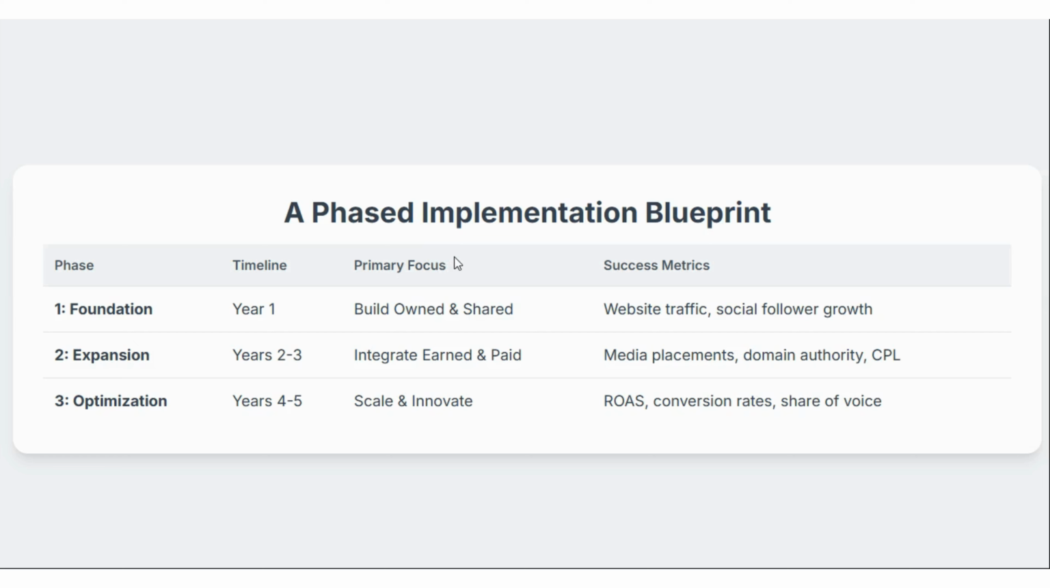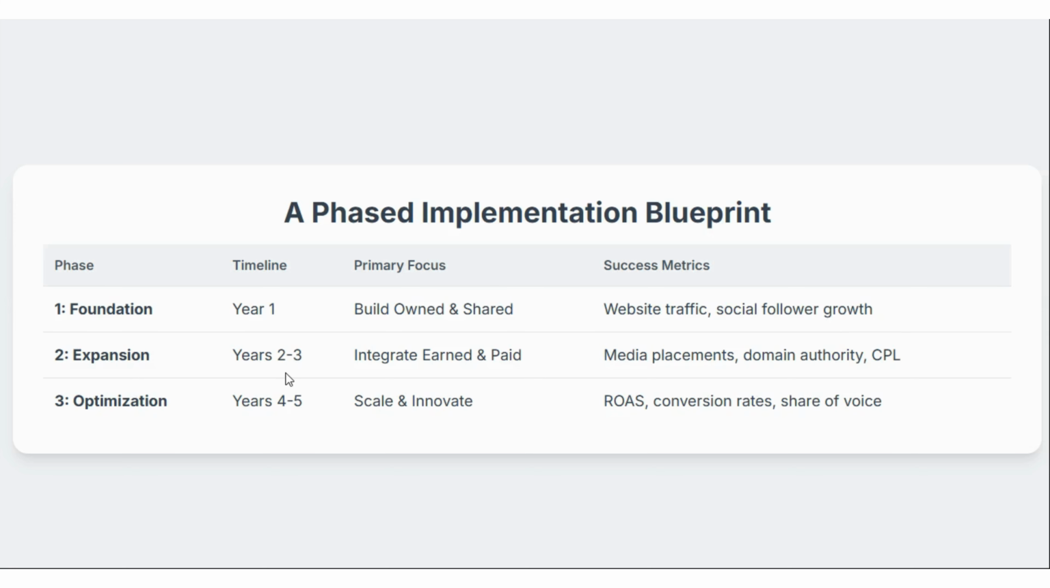Let's see how we can implement it in phases. We can suggest that startups, in the first year, focus on the foundation and build owned and shared media, not focusing on earned and paid media. How can you measure the success of this first year? You should measure website traffic and social follower growth. So you're laying the foundation. You are creating a shop that is beautiful and everyone wants to walk around and see what services and products you have.